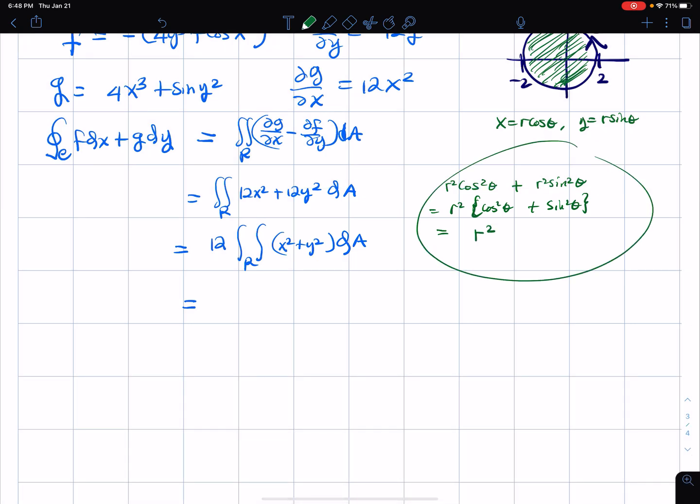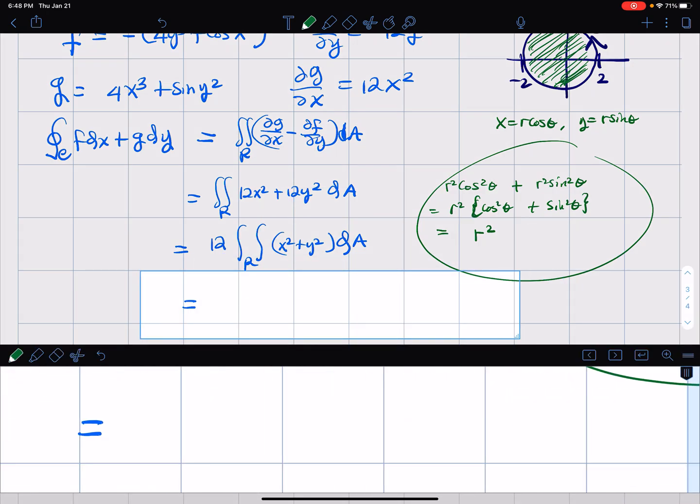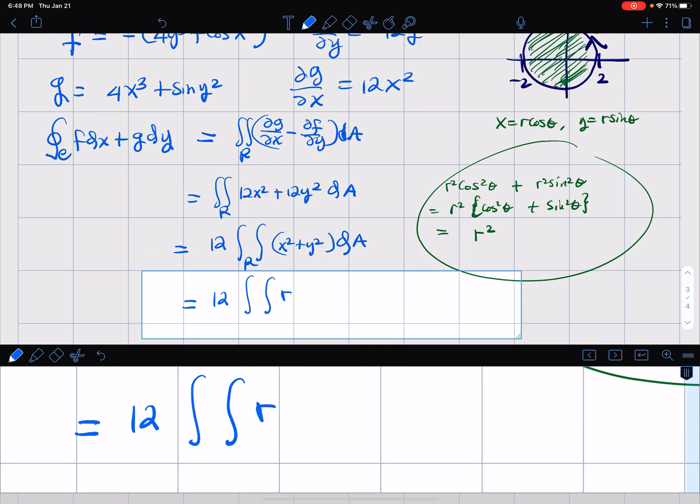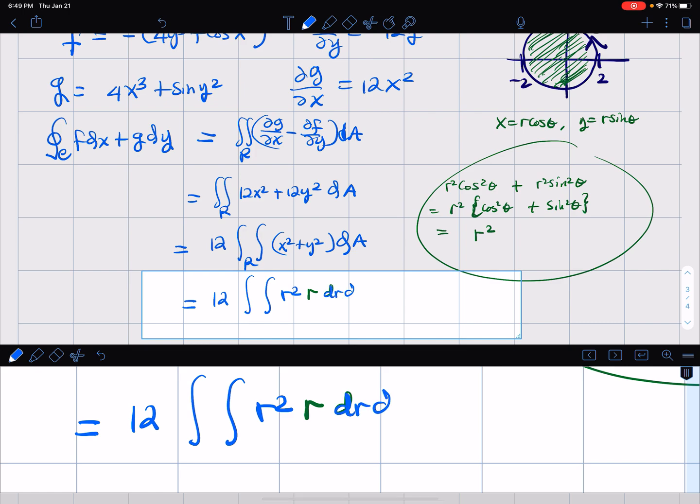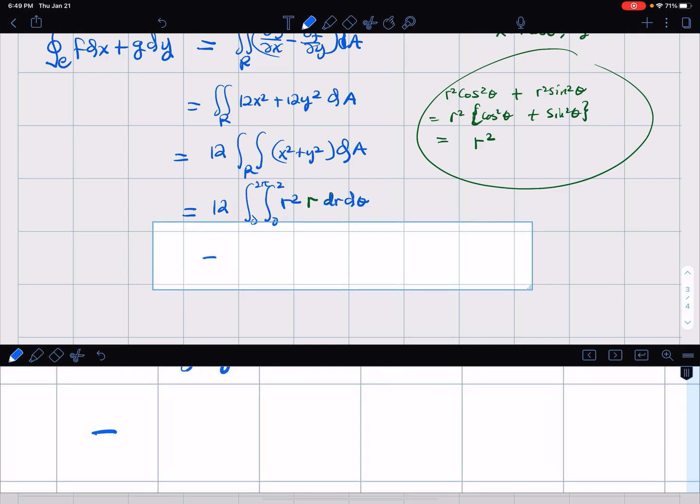Okay. All right, so let's go back to our blue work. So we have 12 here and r squared, so x squared plus y squared is r squared, and then we need r dr d theta. R goes from 0 to 2, theta goes from 0 to 2 pi. Okay. If you do this integration, you end up with 96 pi. That's what I got.